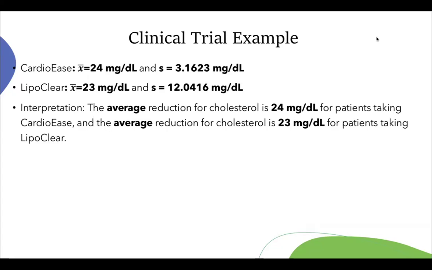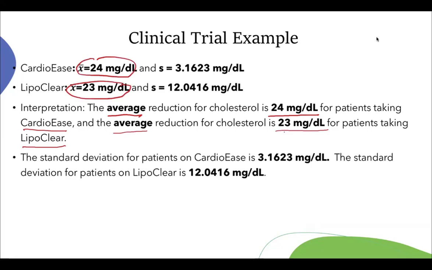We have these two sets of numbers that we have gotten from the calculator. The interpretation. Let's interpret the mean. The average reduction in cholesterol is 24 mg/dL for patients taking CardioEase. The average reduction in cholesterol is 23 mg/dL for patients taking LipoClear. Okay, so that's how we interpret the sample means, which isn't too much of a difference at all.